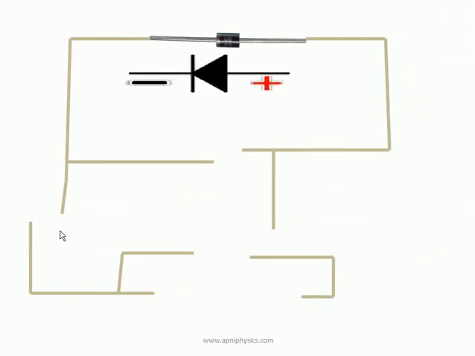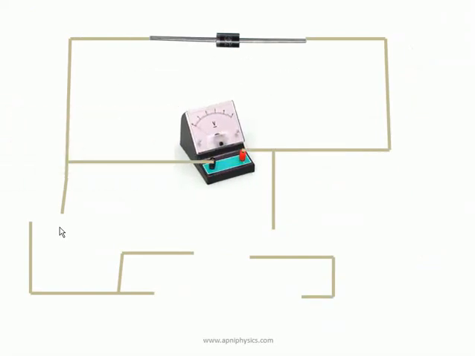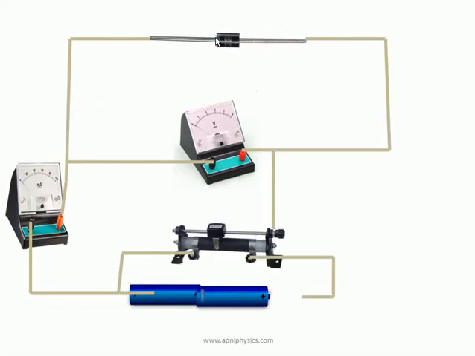Here again a proper symbol of the diode is used. As you have seen, the side where this strip is shown is the negative side, and the rest of this part is the positive side. So in the diode, negative is connected with the negative of the battery, and positive is connected with the positive of the battery. This is the voltmeter across the p-n junction diode, that is parallel, and this ammeter is in series. This is the rheostat. So the earlier diagram is simplified here.